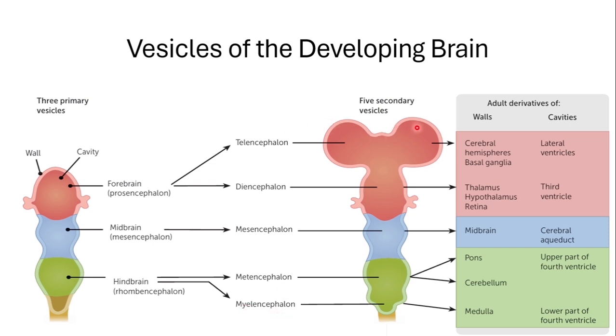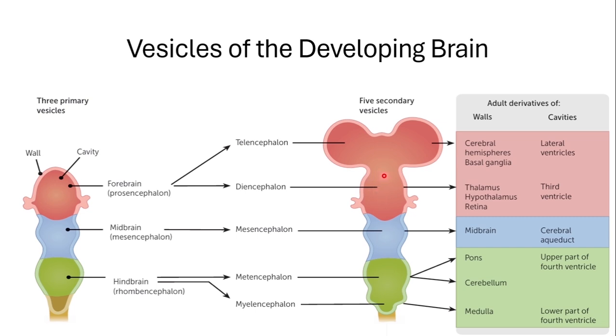All right, so each one of those 5 secondary vesicles has a cavity and a wall. The wall provides us with something, and the cavity provides us with something. So the cavities basically provide us with the ventricular system through which the CSF gets drained. So this first one here, the telencephalon cavity, provides us with the lateral ventricles. And then after the lateral ventricles, like we said in the previous lecture, we have the third ventricle.